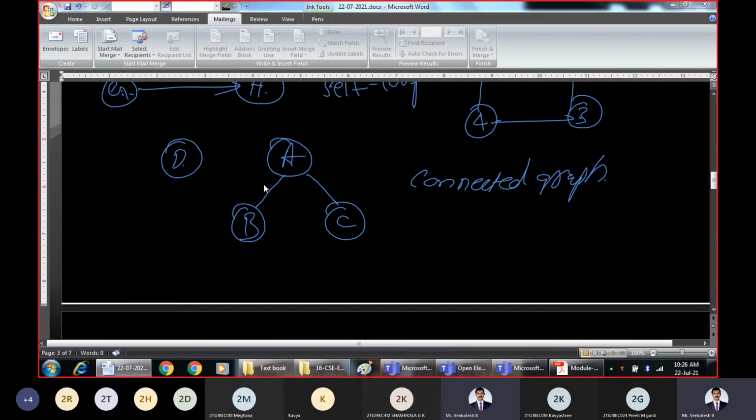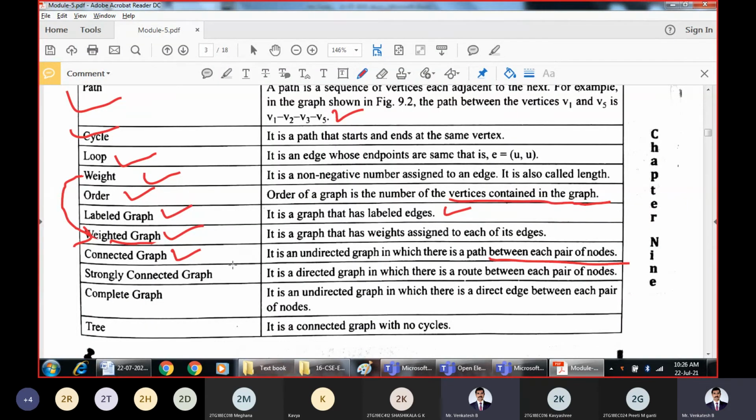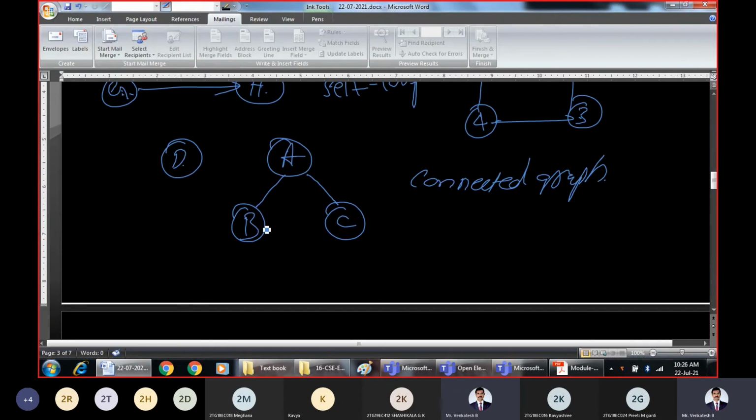It is a disconnected graph. And what is strongly connected? The strongly connected graph is one, in case of a directed graph, in which there is a route between each pair of nodes. Every pair of nodes, from one to one, there is a connectivity. Then it is called as strongly connected. For example, from here to here we have an edge. From C to A we have an edge.